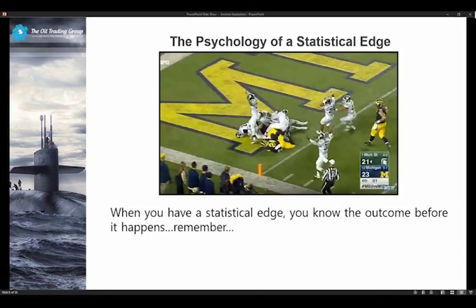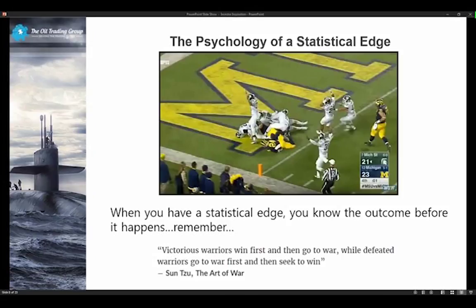A statistical edge in the market gives you the ability to know the outcome before it happens. And remember that quote that I just read to you. Victorious warriors win first and then go to war, while defeated warriors go to war first and then seek to win. And so what you are doing with a statistical edge is you know what the outcome of this scenario is going to be mathematically before you sit down and you begin to trade. That takes a ton of pressure off of you as a day trader.